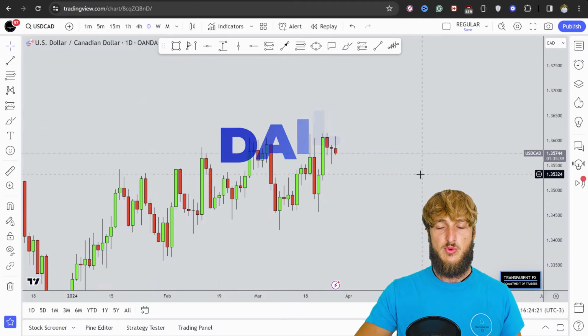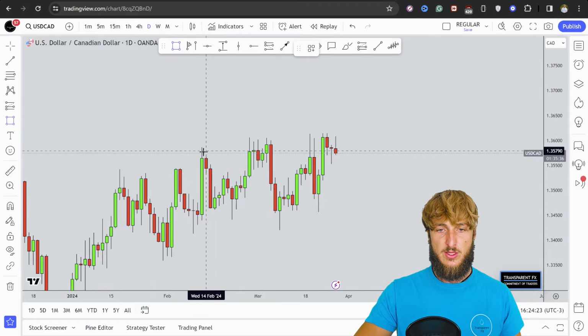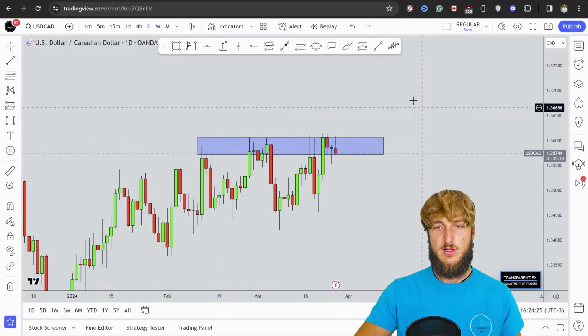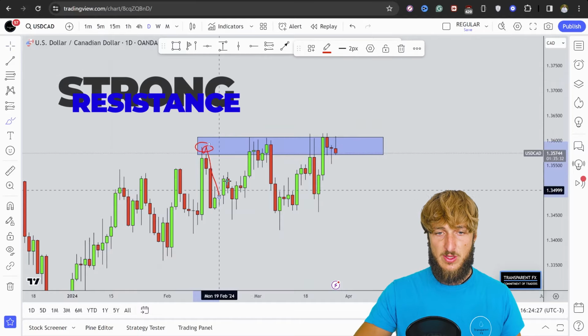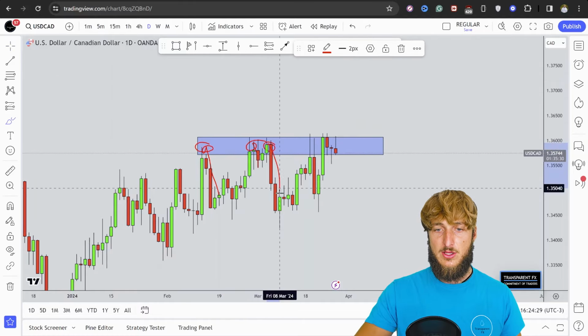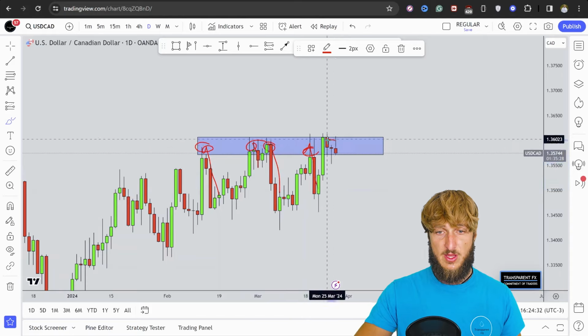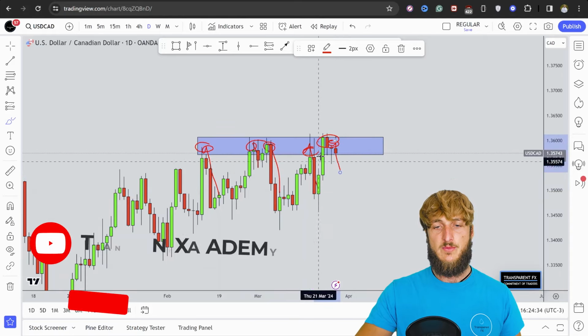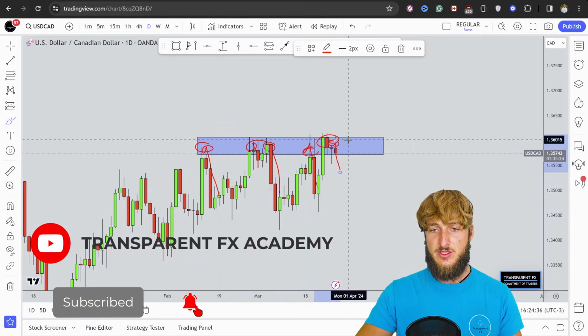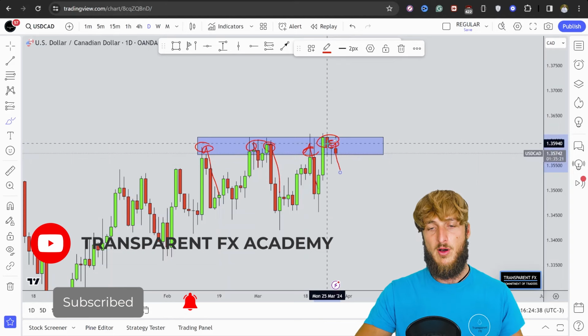Well, from a daily standpoint, the structure at the moment is quite clear. We have a market which at this level is finding resistance. Every single time that the market tested this zone, it got rejected to the downside, sometimes a bit more aggressively, sometimes a bit more lightly, but every single time it failed to break above the zone.